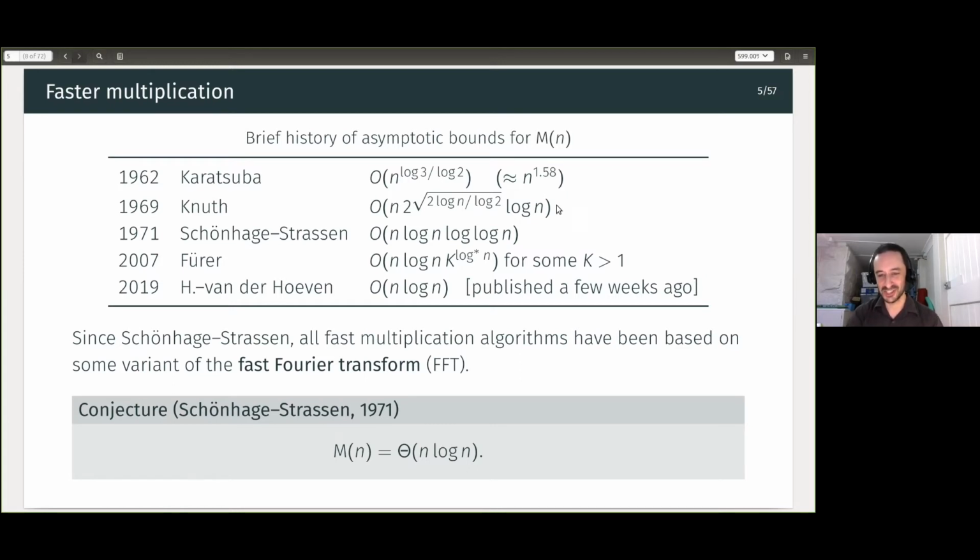It's given as a series of exercises in The Art of Computer Programming, Volume 2. I don't know how many people have done those exercises, but I worked through them, and they're actually quite difficult. But you get this running time bound, which is almost linear in n.